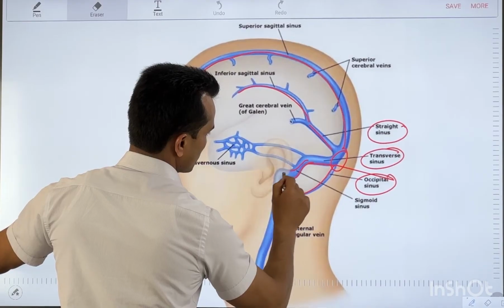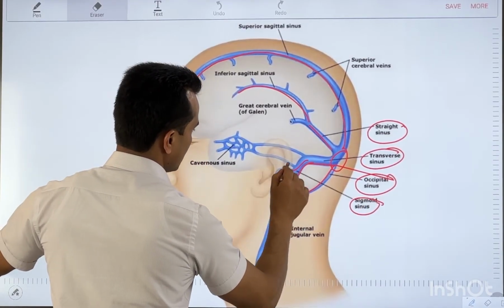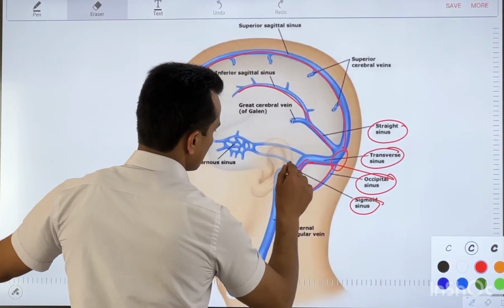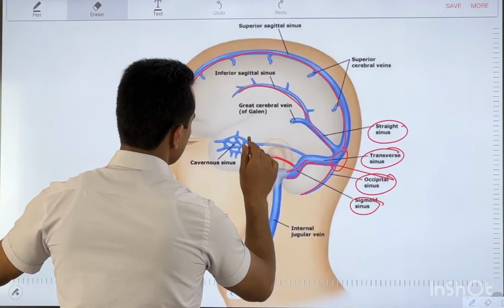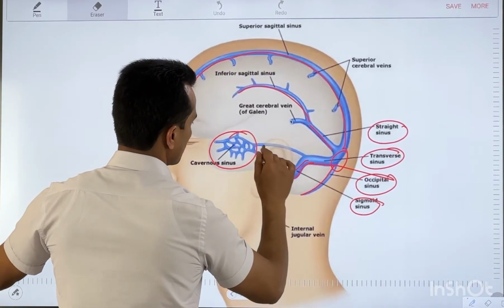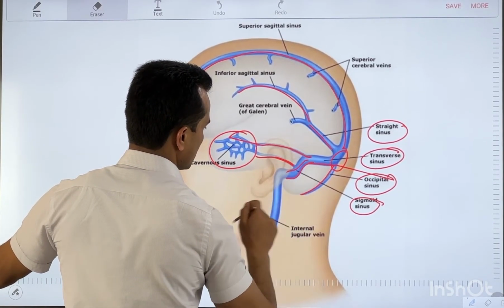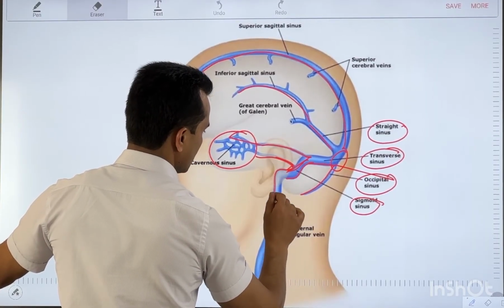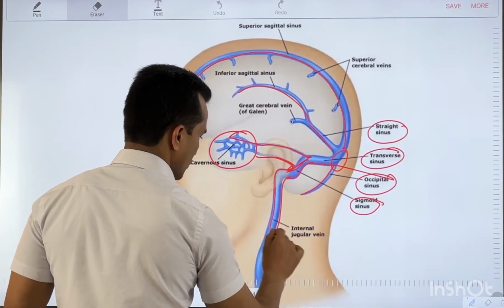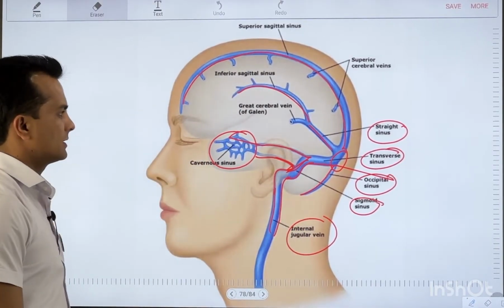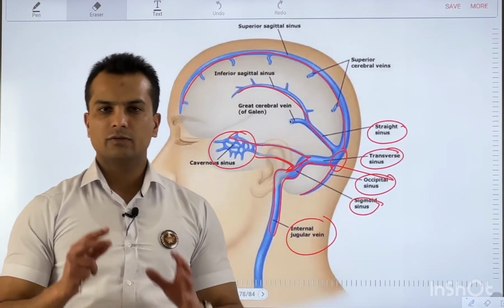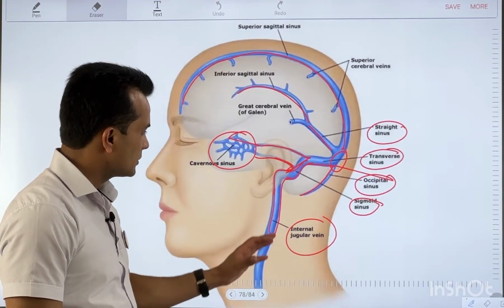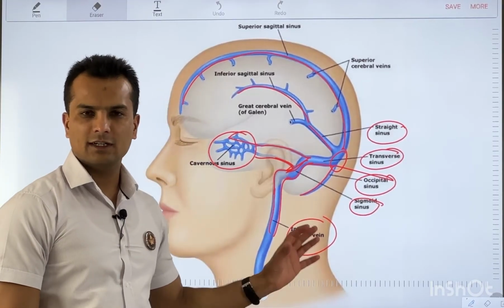Here you can see this is your sigmoid sinus, and in the sigmoid sinus we have the inferior petrosal sinus through the cavernous sinus, and then the superior petrosal sinus drains into the transverse sinus, and then the sigmoid sinus plus inferior petrosal sinus continues as the internal jugular vein. So remember please, this is a very important relation. If you will not draw this structure, you will never be able to understand the concept.